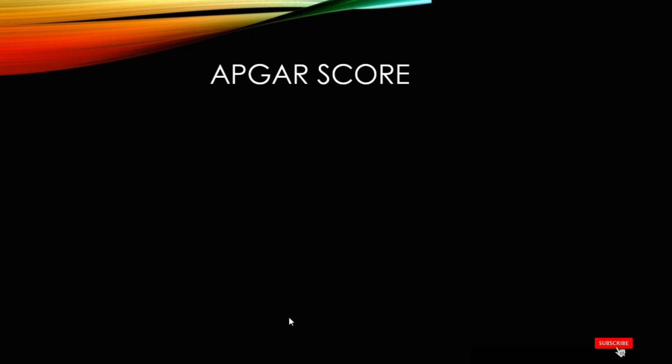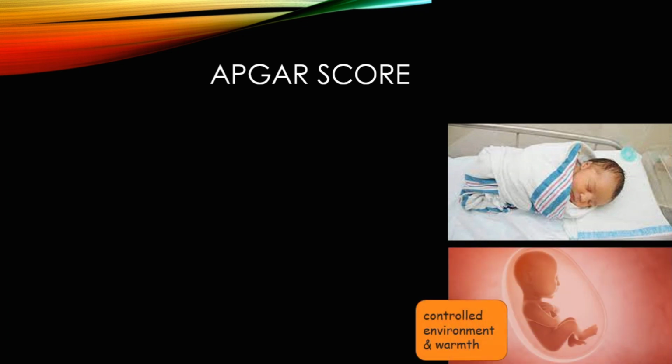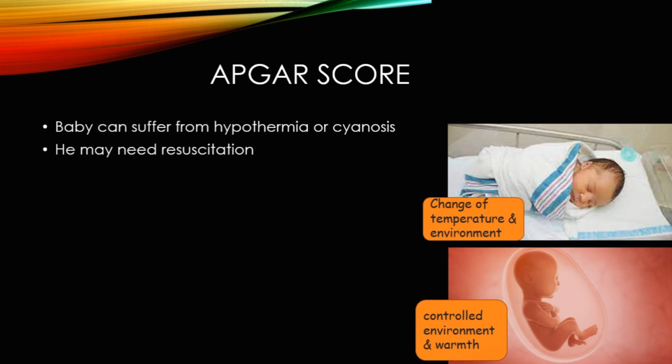In our previous video, we discussed the events and risk factors in pregnancy and health education for the mother in brief. Today we will discuss something related to the newborn. As soon as the baby is born, a drastic change occurs in his environment because till date he was in the mother's womb in a controlled environment and warmth. Suddenly his surrounding temperature falls, environment changes. Baby can suffer from hypothermia due to this change of temperature. Baby can be cyanotic due to lack of oxygen in the organs. He may need resuscitation or only a little oxygen support.